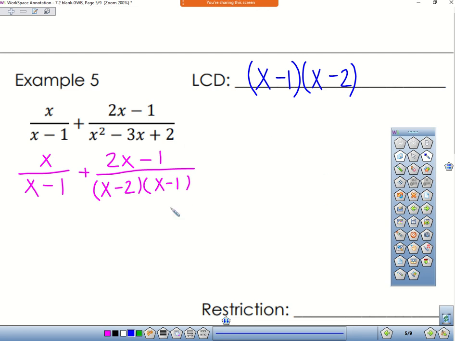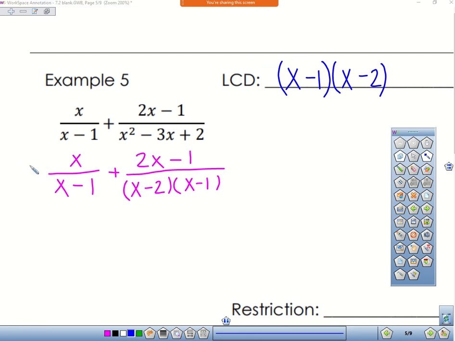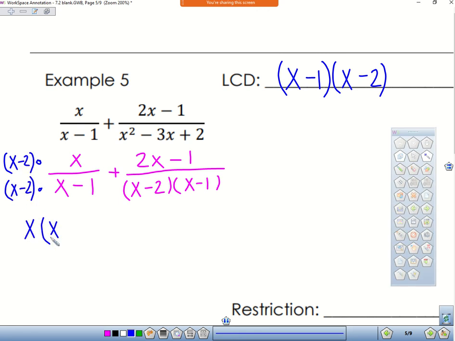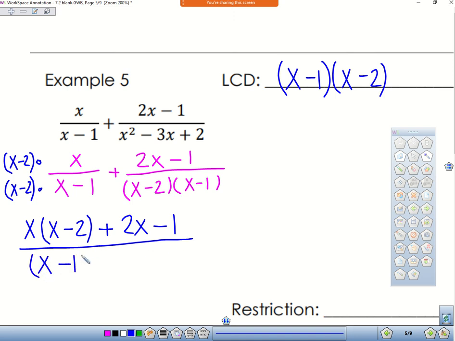So then from here, what would I need to multiply the first fraction by? Good, x minus 2. And that's going to be x times x minus 2. And once you get confident with this, you can just write it all as one big fraction. You don't need to write them separate and then put them together. If you feel comfortable, you can do it that way if you want to, but it's really up to you.